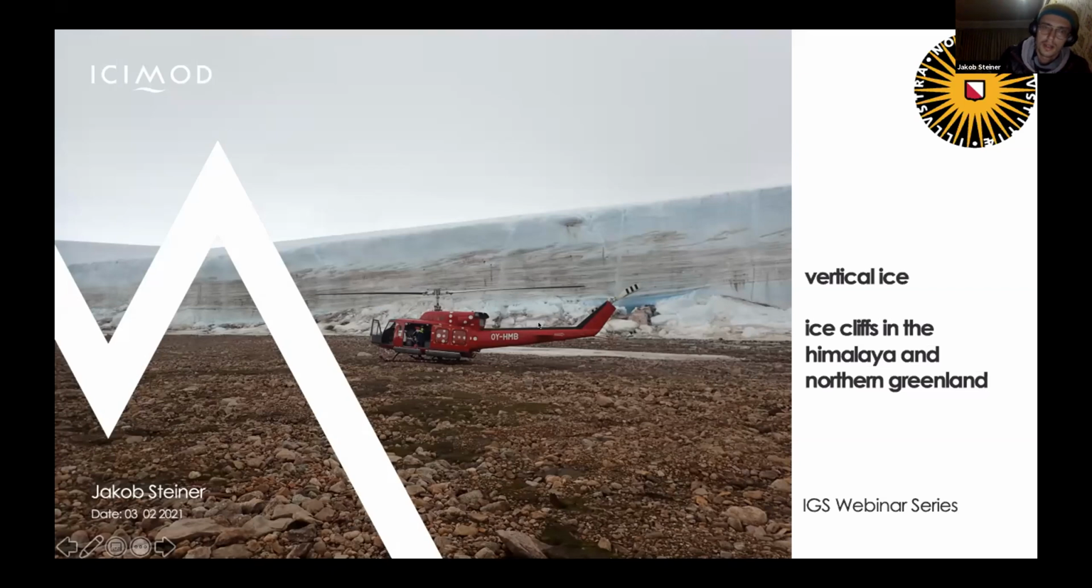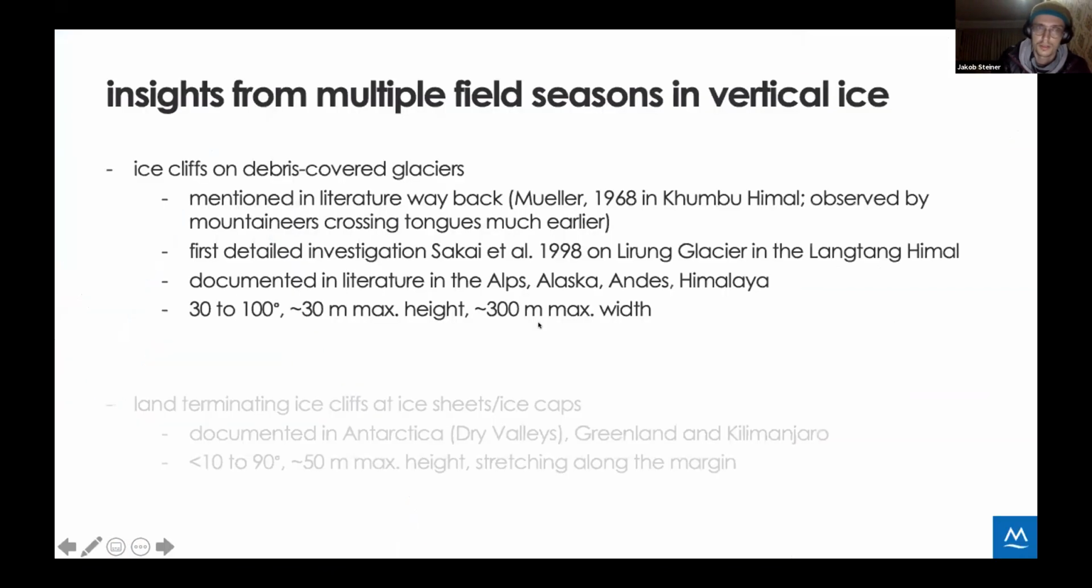And I'll talk about these two regions based really on insights from multiple field seasons that I was very lucky to join during the last years. I'll start off with the ice cliffs on the debris-covered glaciers. Those have been mentioned in literature way back, and especially also by mountaineers who had crossed the debris-covered tongues, especially in the Himalaya, to reach their routes. Because these cliffs are impressive when you pass them, but they also make it very difficult to actually navigate these glaciers.